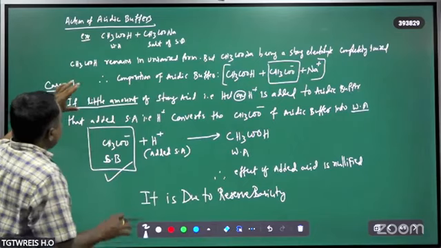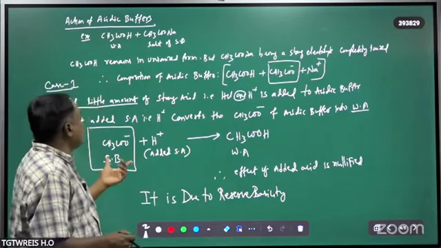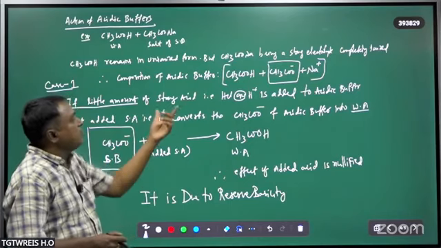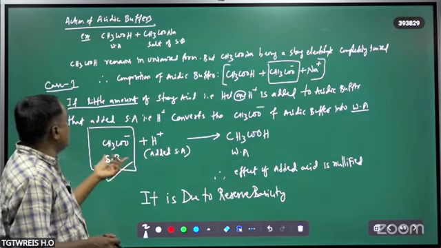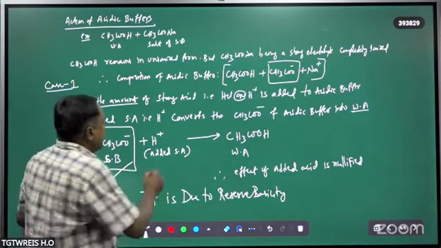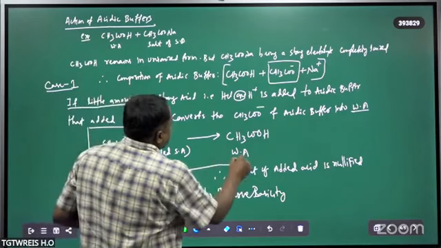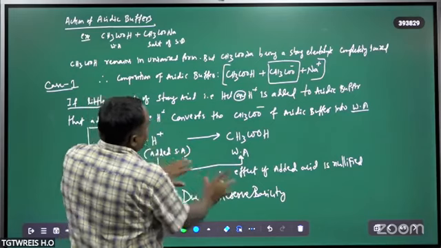They separate into CH3COO minus and Na plus. So in case 1, suppose we are adding a strong acid to this buffer solution. The added acid is a strong acid. That strong acid is added to the buffer solution. The added strong acid is converting into what? This is the weak acid, and this is the strong acid. This strong acid is converting into a weak acid.